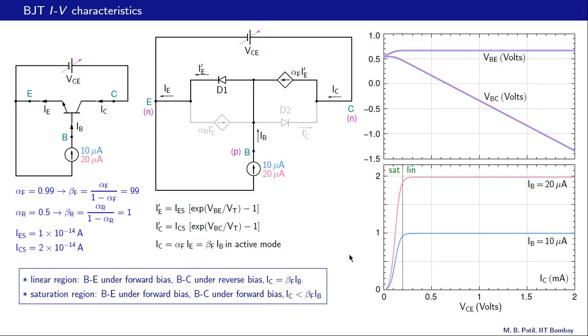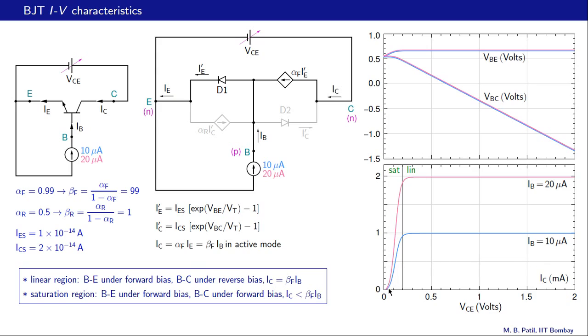And based on this experience, we can now predict what is going to happen for some other value of IB. For example, if IB is made 5 microamps instead of 10, IC is going to be 0.5 milliamp, because we are changing IB by a factor of 2. IC will also change by a factor of 2 because of this proportionality here. And then we will get an IC-VCE curve, which looks like this.